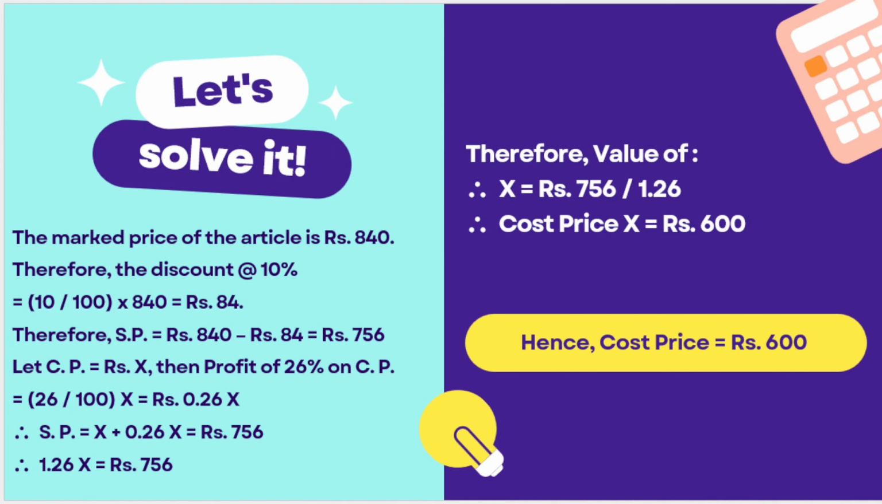Solving it, we get the equation as 1.26x to be equal to rupees 756. Therefore, value of x is equal to rupees 756 divided by 1.26, which comes to rupees 600. Hence, the cost price x is equal to rupees 600. Let us go to example number 14.